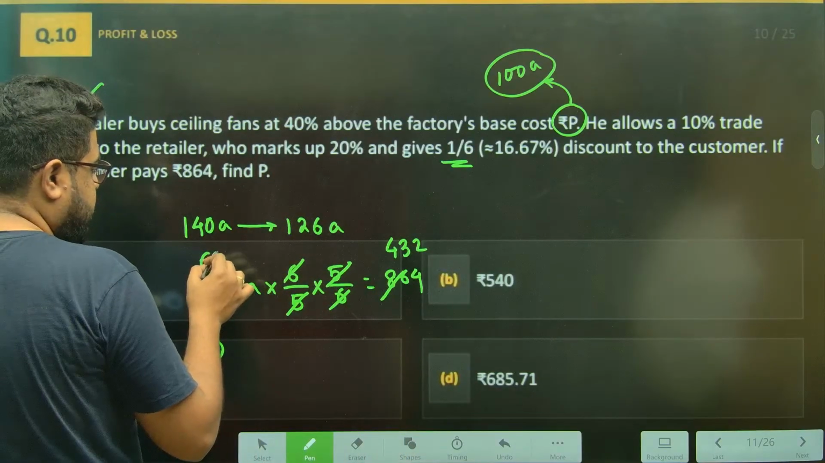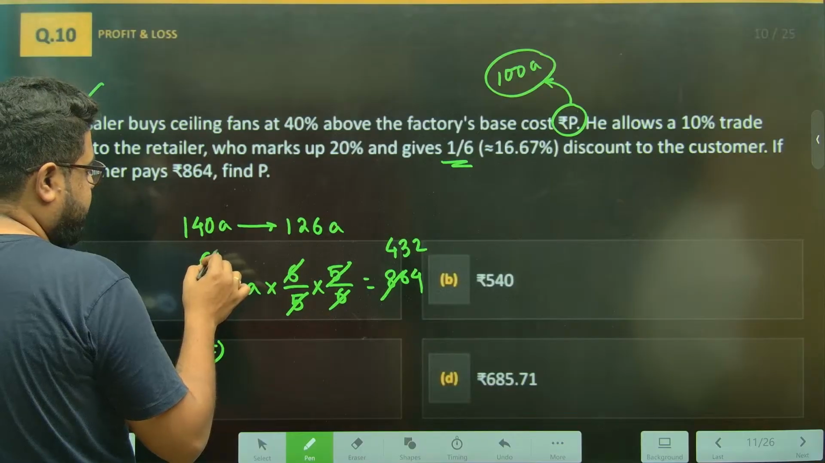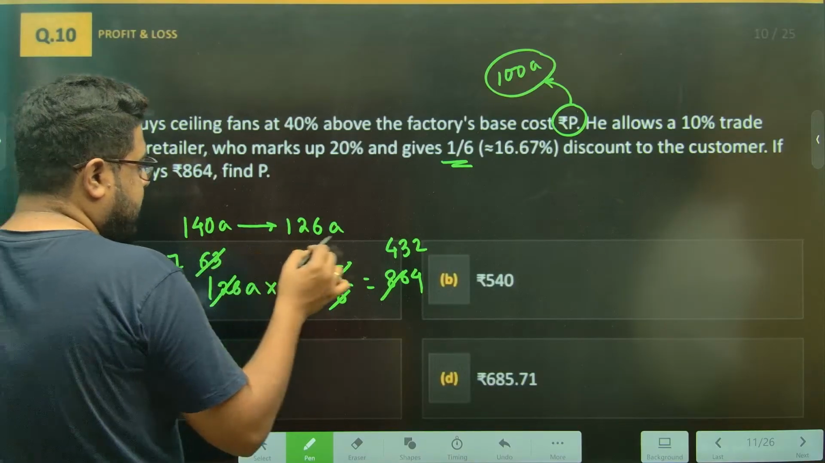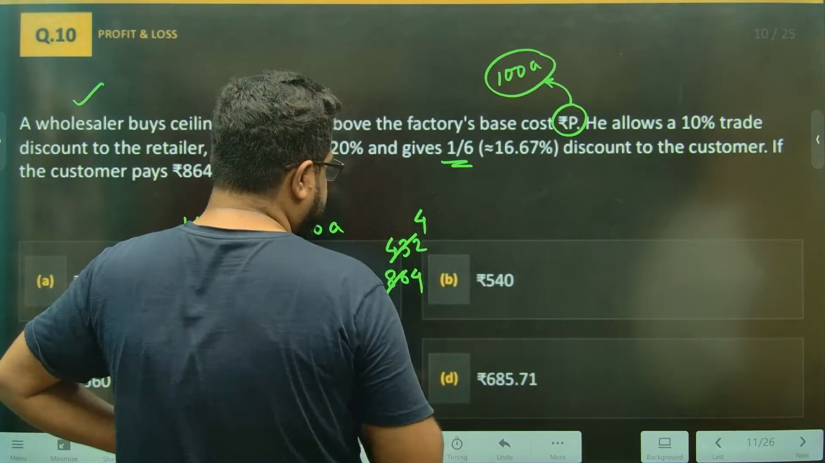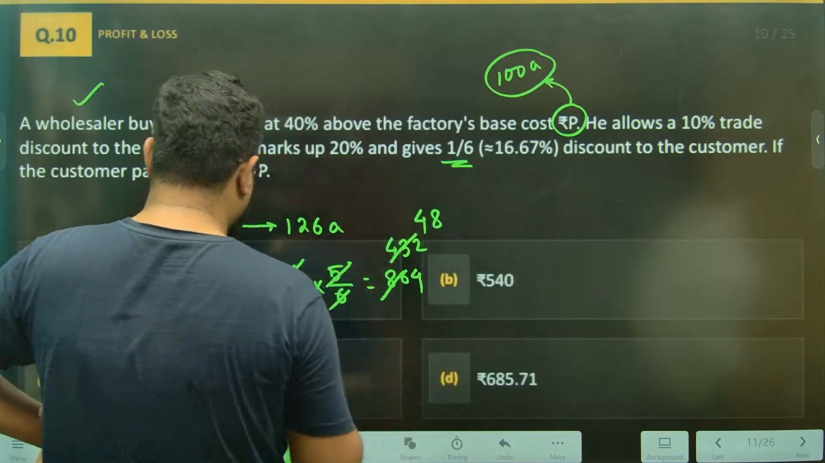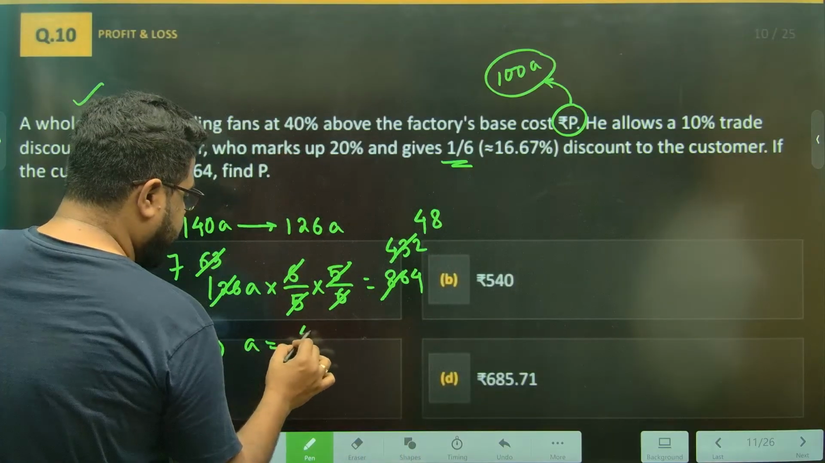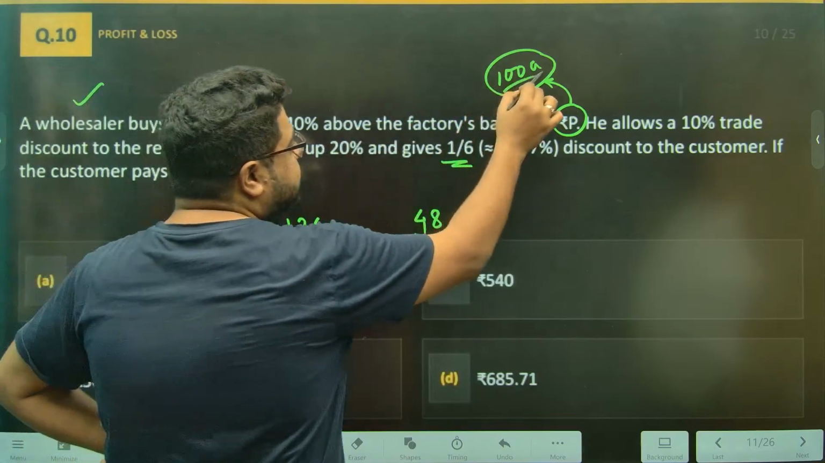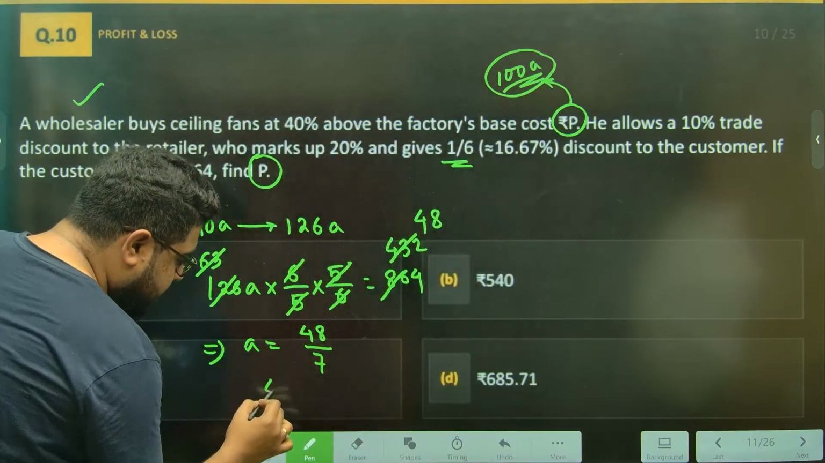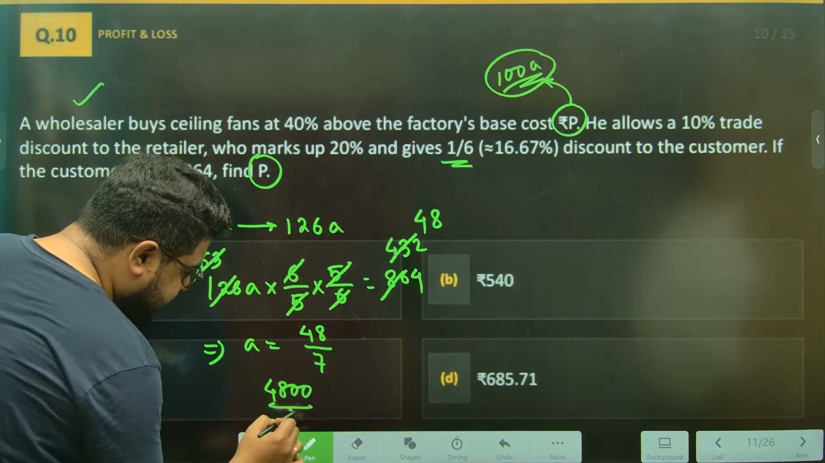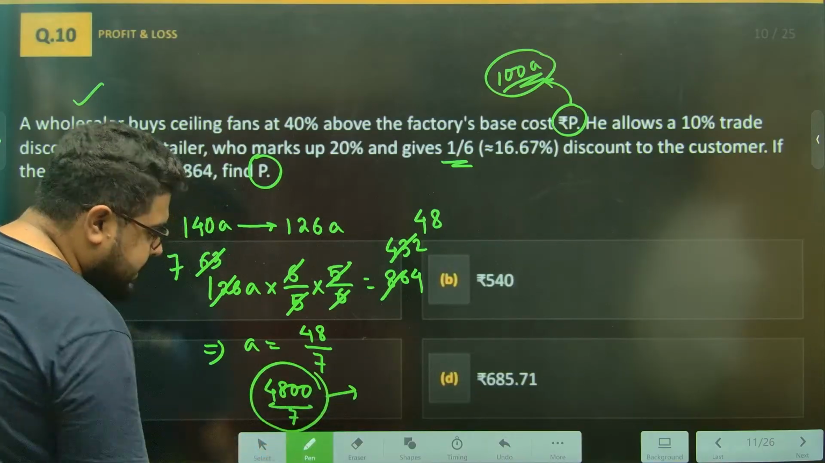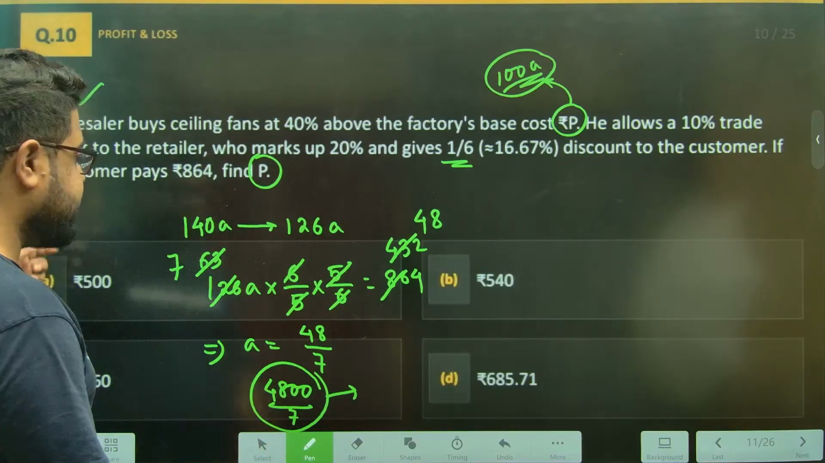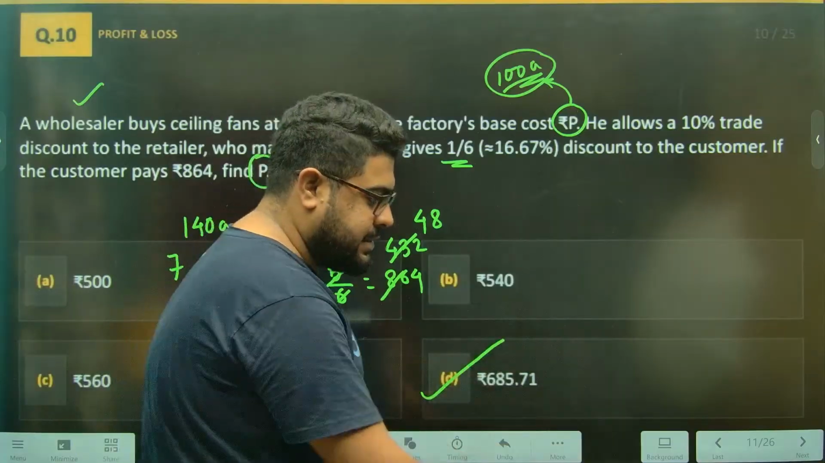777 will not go, 3 to 4, 3 to 5, 4, 9, it will go by 9. 4 9s are 36, 8 9s are this. So A is 48 by 7. But again, I need the value of P. P meaning I need 100A. So 100A will be 4800 by 7. So just less than 700. Just less than 700. Only this is the possible answer.